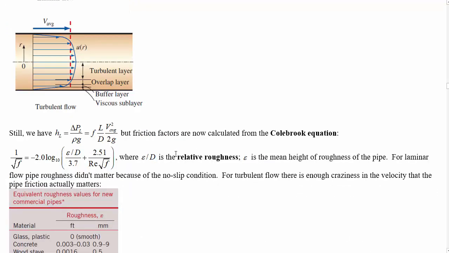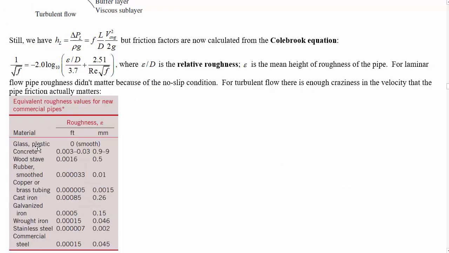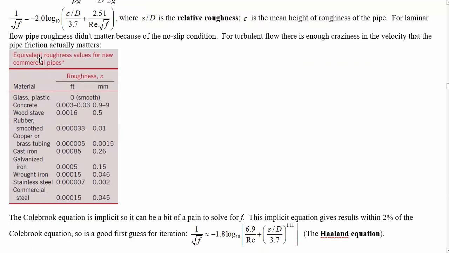The actual amount of roughness that's on the wall depends on the pipe material and on how old the pipe is and what's been flowing through it. So here's some equivalent roughness values for new commercial pipes, but you have to be careful not to assume the same number is going to be true for older pipes. So glass or plastic is nominally smooth, which has no roughness, and then depending on what kind of pipe it is, you can have a fair bit different roughness. So concrete, quite rough. Copper or brass tubing is relatively smooth, although not quite as smooth as glass or plastic, and so on.